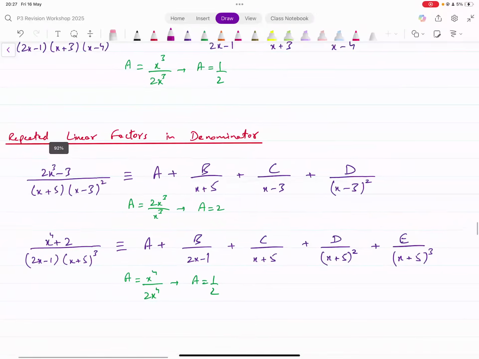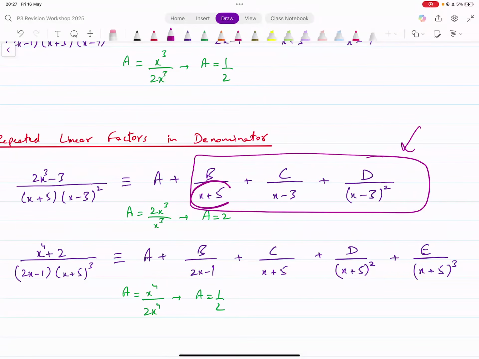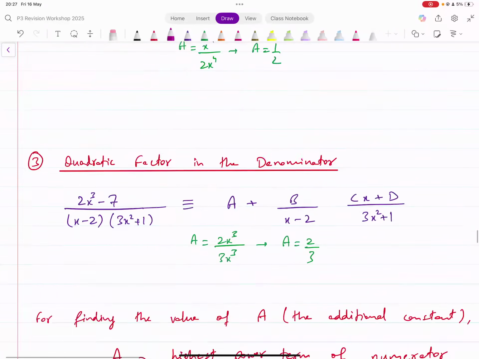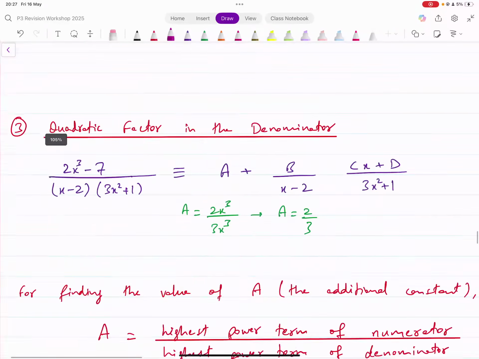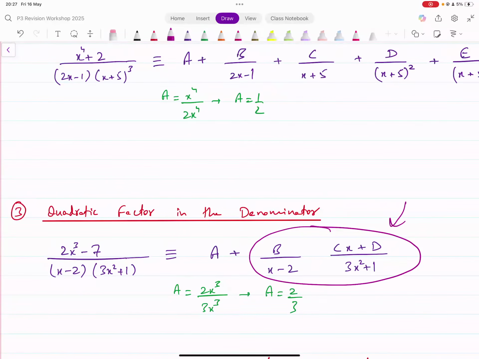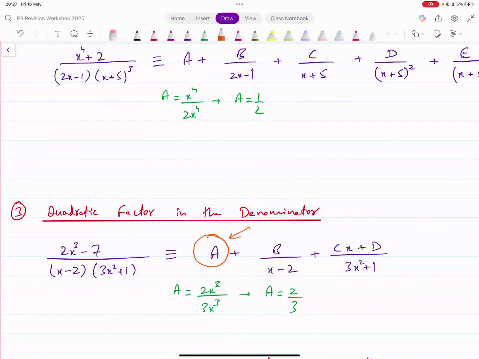Similarly, for the repeated linear factor as well, the other terms remain the same. x plus 5 is coming once, x minus 3 whole squared. However, we have an additional constant that is added here. And similarly, for the quadratic factor as well, the standard form that was there before for proper fractions remains the same. However, you just have one additional constant added to it. So for the improper fractions in the standard forms, we have an additional constant like this.